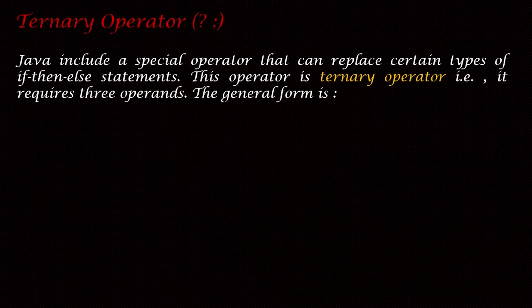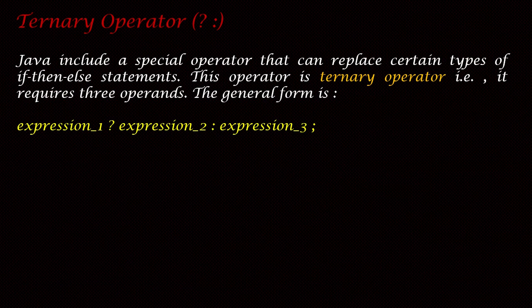Okay. Now let us take up another operator, the ternary operator. Java includes a special operator that can replace certain if-else statements. This operator is called ternary, meaning 3 operands are required. The general syntax is like this: expression 1, then we provide the question mark, then expression 2, another symbol, the colon, and then expression 3. So let us see how it works.